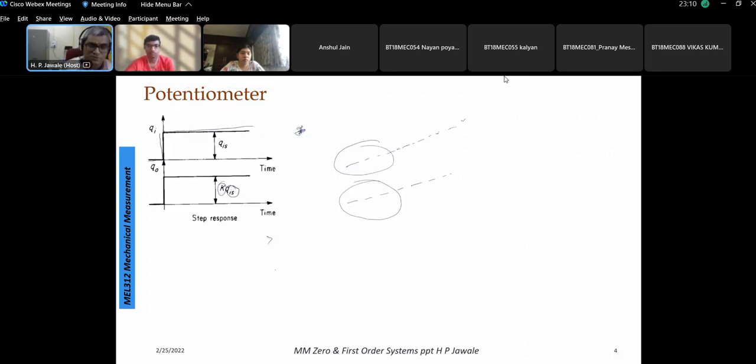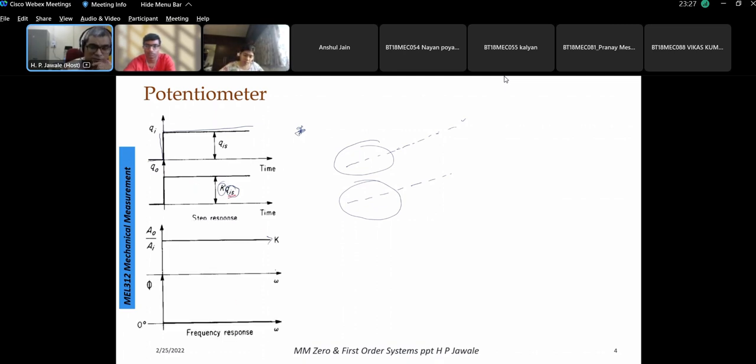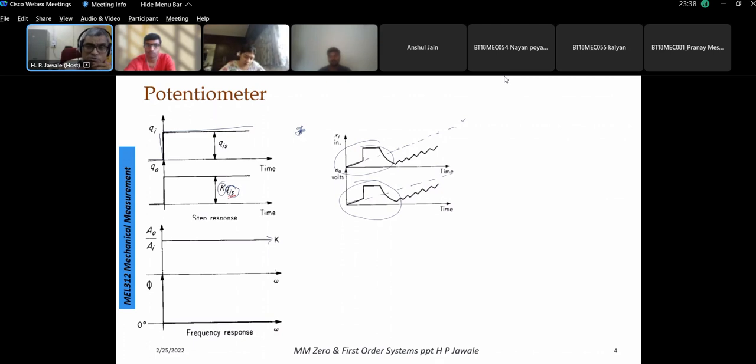So I think this also has been discussed. If there is a change in input, say for example, a step input is applied to the potentiometer, some initial value is given, then we find that the output also follows in the same way. The output is given by K times Qi, and even if we apply the frequency response, we find the output remains the same. It is more or less matching the rate at which input is applied. Okay, so this was also seen in the last lecture. More or less this is going to remain constant with the value of K.